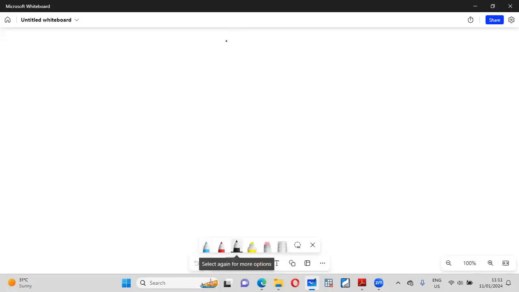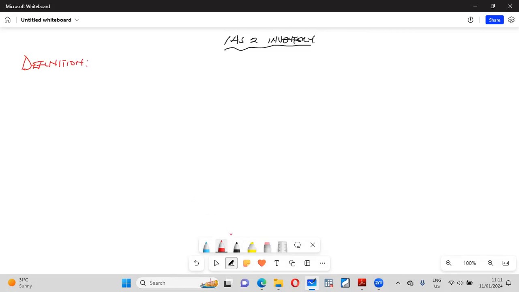We want to focus on IAS 2, a standard for inventory. IAS 2 inventory. And as usual, what we do is to define it. So let's talk about the definition. Now, what is inventory? When we are talking about inventory, we are basically talking about the assets that the entity sells in the ordinary course of activity. All right, so we are looking at those ones.